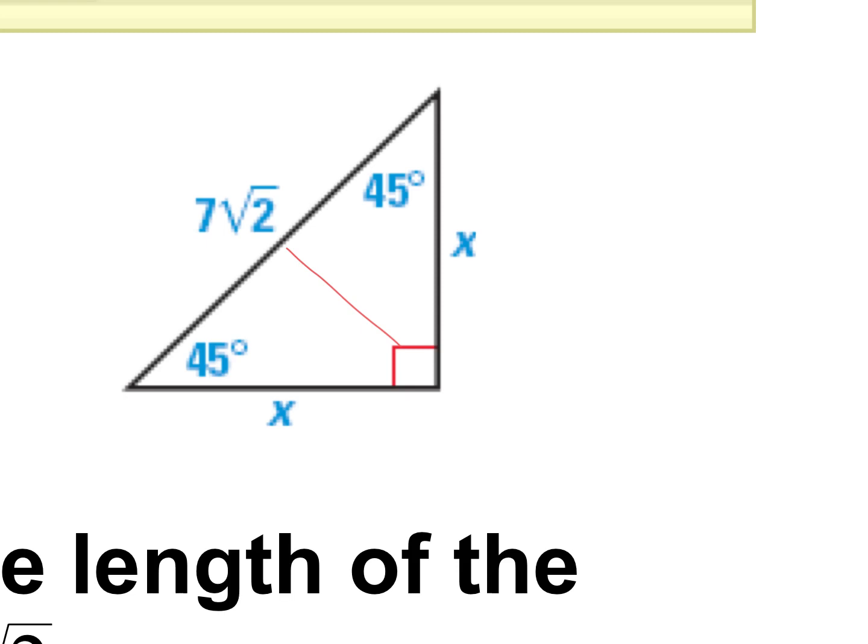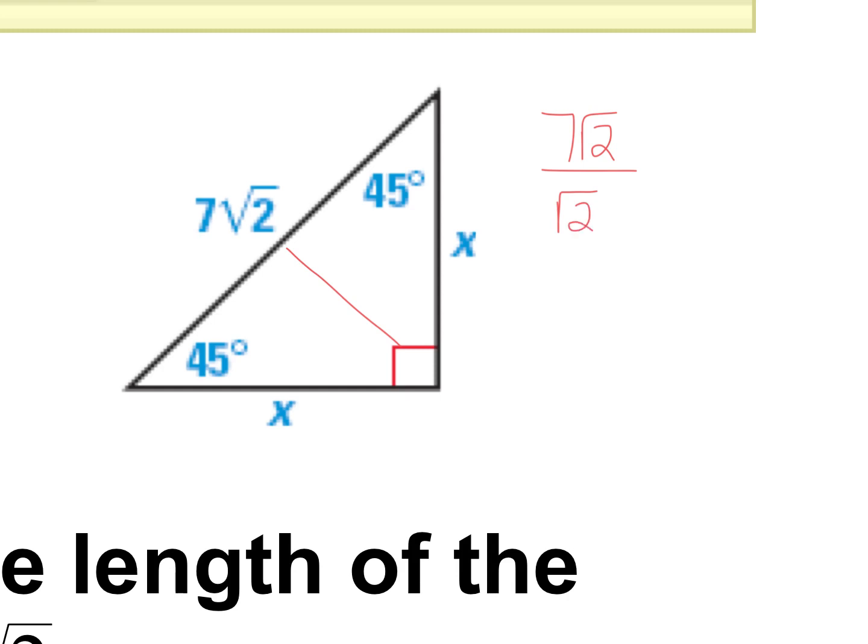Yep. The only number we're ever going to use with 45, 45, 90 triangles is that square root of 2, because that's the only number that you see in this model over here. Going to, we're multiplying. What's happening when we're going back? Dividing. So I'm going to take 7 square root of 2, my hypotenuse, and divide that by the square root of 2.